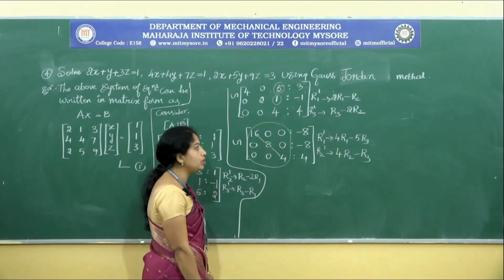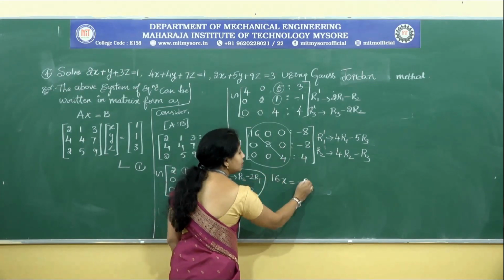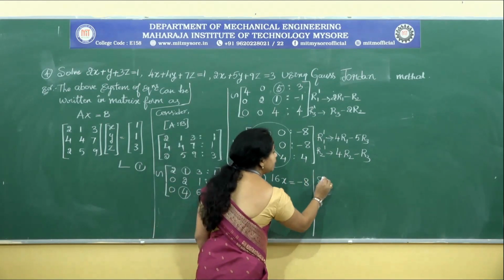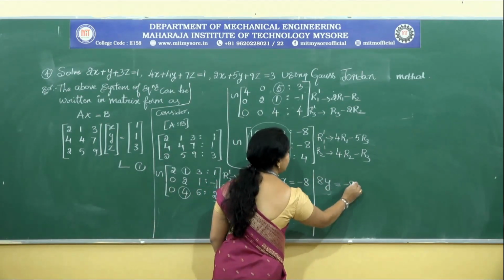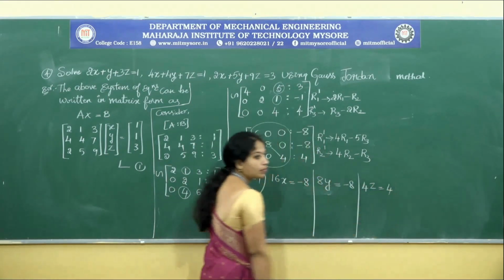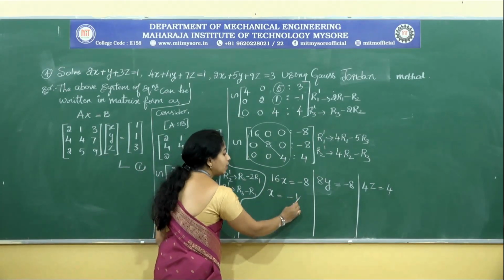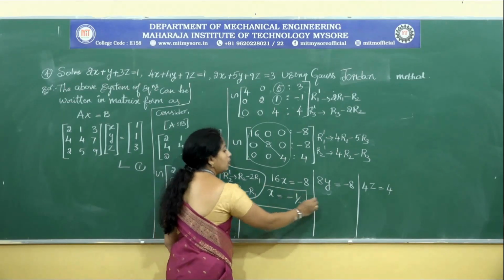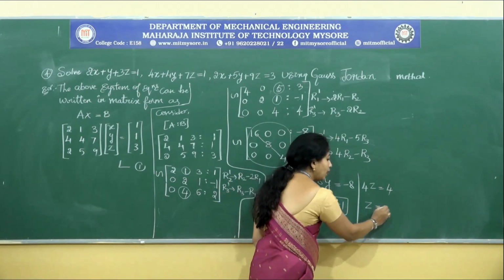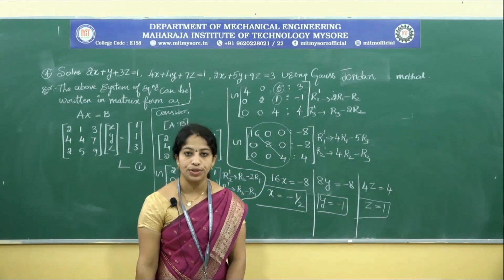Now we are supposed to write the solution, that is 16x is equal to, the constant matrix is minus 8. See the second row, 0 into x plus 8 into y is equal to minus 8, and the last one is 4 times z is equal to 4. The value of x is minus 8 by 16 means you will get minus 1 by 2. The value of y is minus 1 and the value of z is 1. This is the solution by using Gauss-Jordan method.